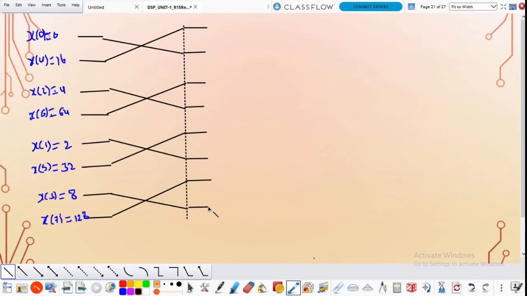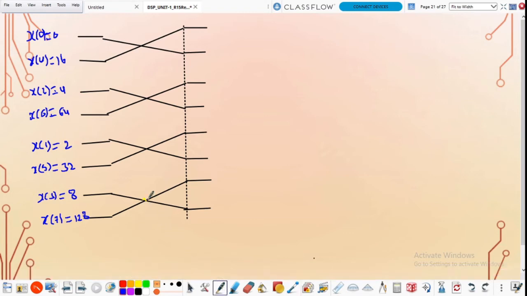And after that indicate the butterfly nodes. This is the butterfly node. Highlight the butterfly nodes. This is a butterfly node, and this is a butterfly node, and this is a butterfly node, and this is a butterfly node. And after that indicate the twiddle factors.